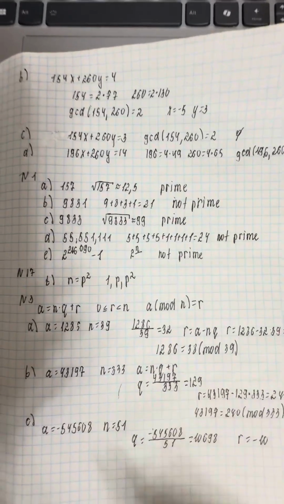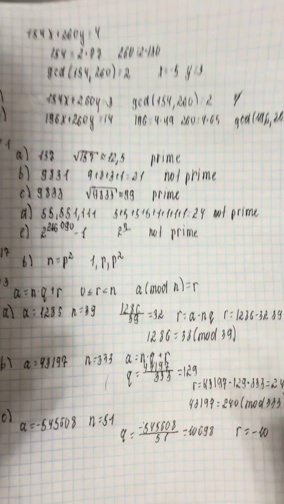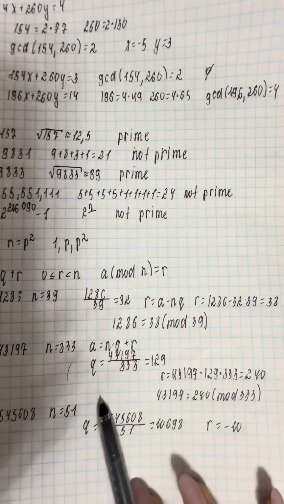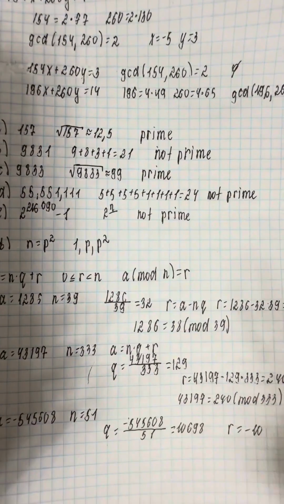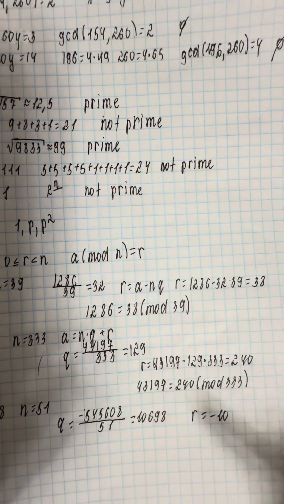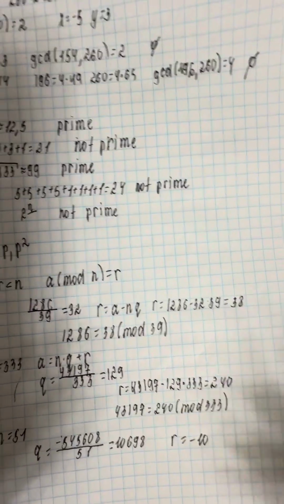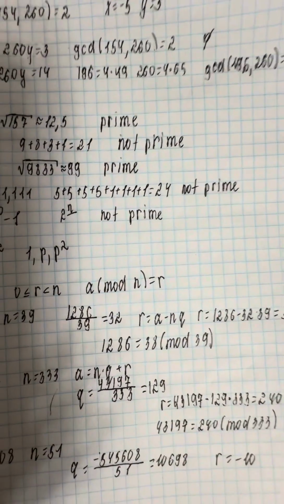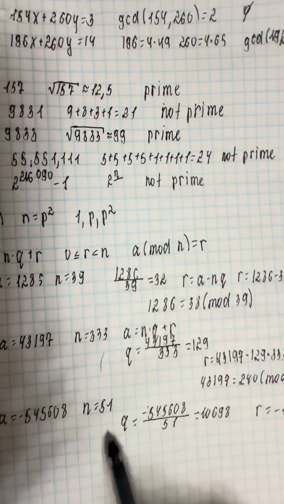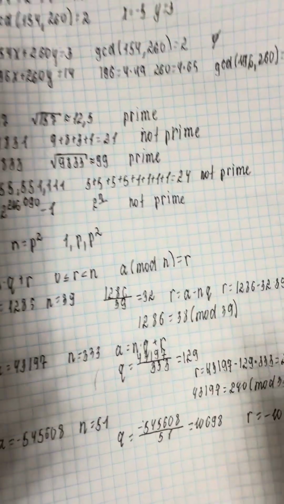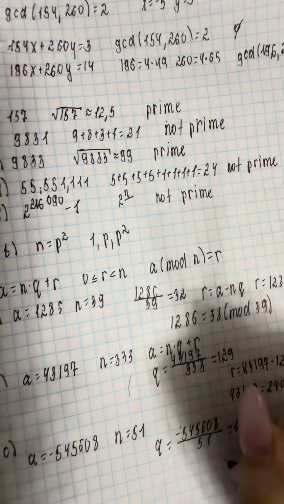In part C, we are given A and N. We find the Q by dividing A by N and have the negative remainder minus 10. And the remainder must be non-negative. So we add N to the remainder and have 41.